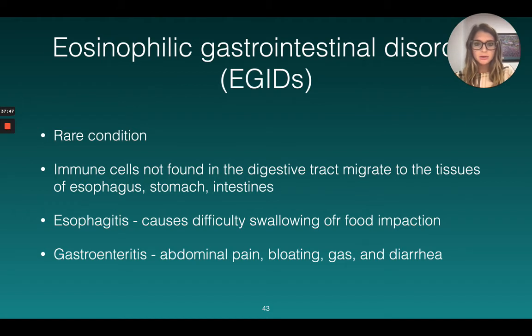So again, it is a rare condition. And there are no food items specifically that cause this reaction. It's just, unfortunately, that immune cells that are not typically found in these places migrate there. And so when someone consumes food, or even just in general not consuming food, the body may have an immune response because of those cells that are found in there.